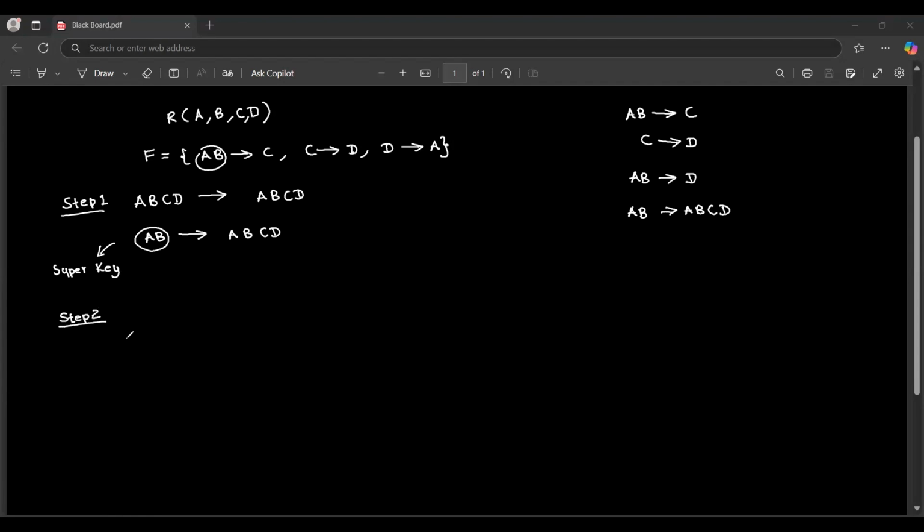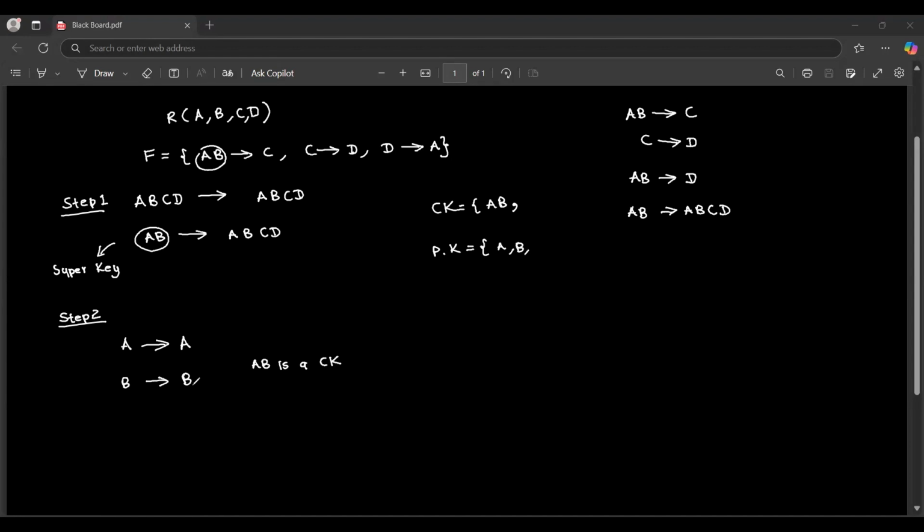Let's break this down. So we have A and B. What about A? A functionally determines nothing else, so A functionally determines A only. And B alone only functionally determines B. There is nothing else. So we can say AB is a candidate key. Why? There is no super key inside the subset of AB. So we can update the candidate key list with AB, and the prime key attributes are A, B.